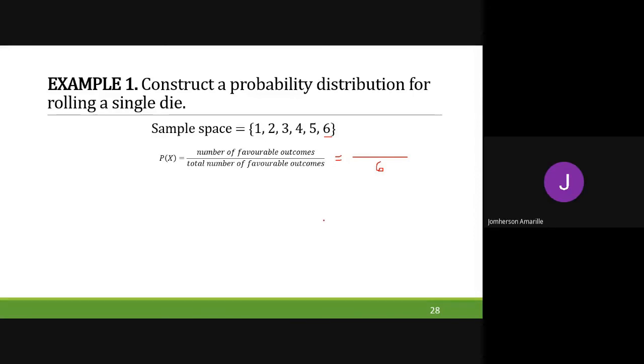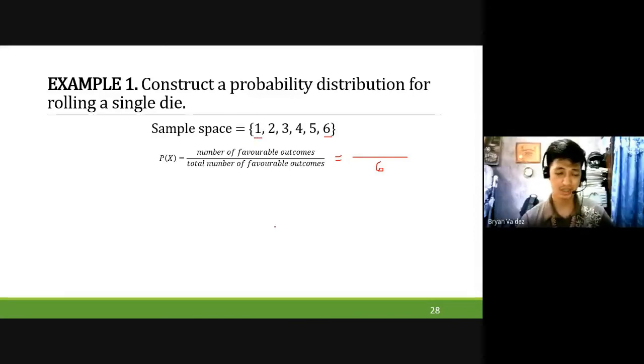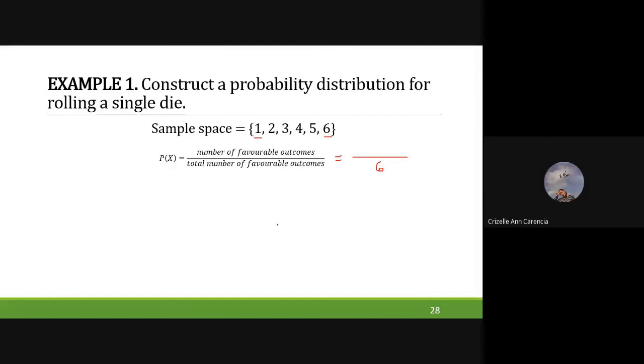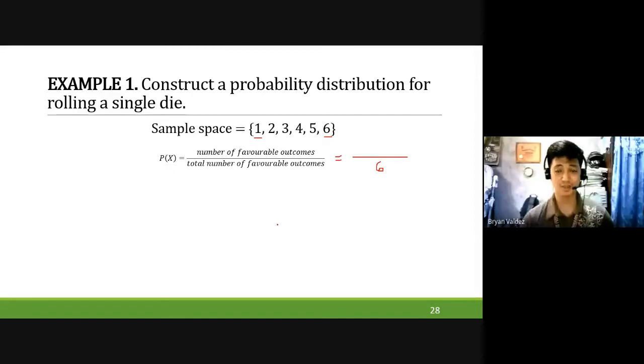Isa lang po. Okay. Isa lang din. Yung 1, isa lang. Isa lang po. So, thank you. So, lahat ng nasa sample space natin, isang beses lang pwedeng lumabas.